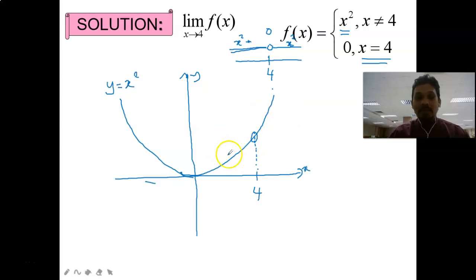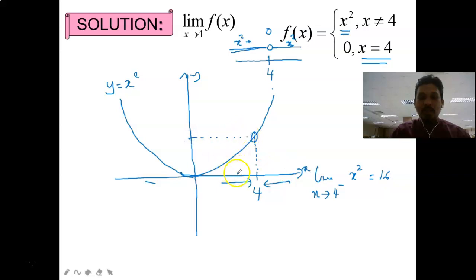Now, x approaching 4 from the left, and also x approaching 4 from the right. The limit of x approaching 4 from the left of x squared: when x equals 4, we just substitute 4, so 4 squared equals 16. When x approaches 4 from the left, the graph moves up to, let's just imagine, 16 here.